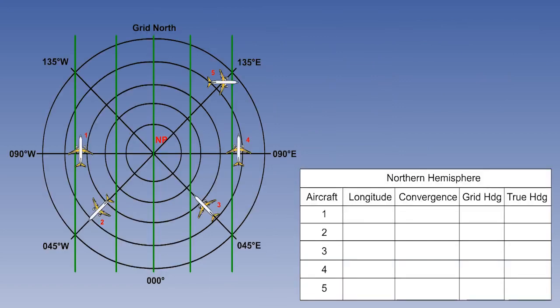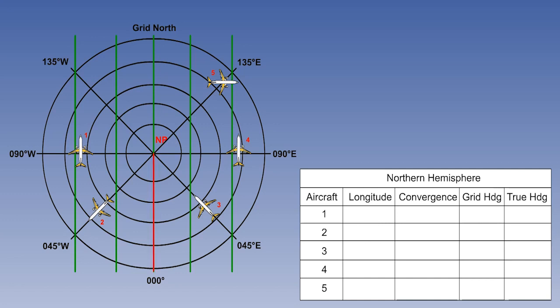Here we have a north polar stereographic projection. Therefore, the n factor is 1, and the chart convergence between any two meridians is simply equivalent to the change of longitude. We are going to work out the relationship between grid and true for each aircraft. Firstly, by inspection of the diagram and common sense, and then secondly, by use of the rules on convergence.